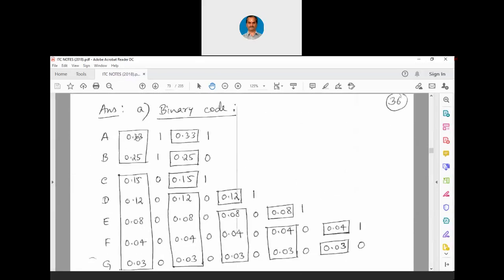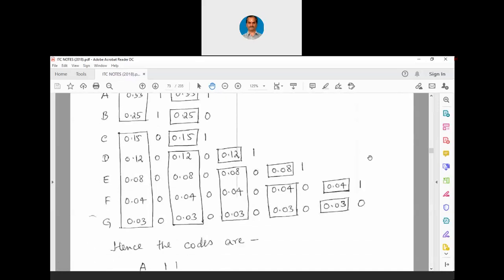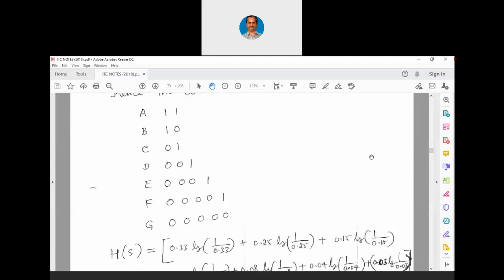The answer is: A and B are one group, C, D, E, F, G are another group. Approximately it has to be 0.5 and 0.5. So it is 1 and 0 here. Then again divide A and B separately, then divide C separately, D, E, F, G separately. Like that you go on. Now you can see 1, 1, 1, 0, 0, 1, 0, 0, 1, 0, 0, 0, 1, 0, 0, 0, 0, 1, 0, 0, 0, 0, 0. That means all the students have given the correct answers. And the codes, I have already shown you.